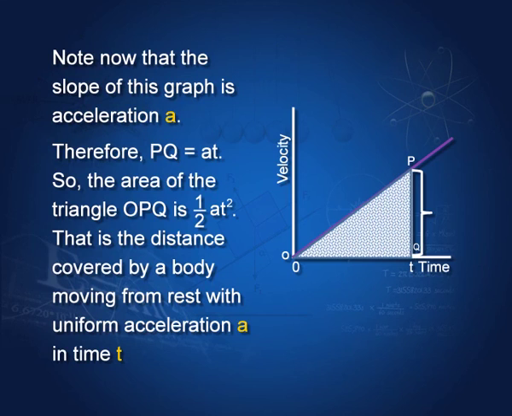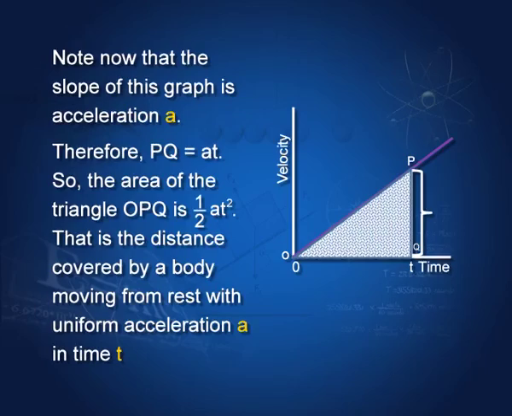In general, the distance covered is equal to the area under the velocity time graph. If we have a graph, then up to time t, the distance covered is given by the area of this triangle. And what is the area of this triangle? This distance PQ is equal to a t. Remember, a is the slope of this graph. Acceleration is the slope of the velocity time graph. Therefore, this distance PQ is a times t, and therefore, the area of this triangle is t into a t divided by 2. So, it is half a t square.